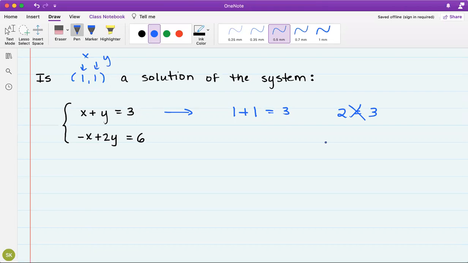So again, a solution is an ordered pair or a set of ordered pairs that satisfies both equations so that when you put them in for x and y, you get a true statement. If we don't satisfy one of the equations, then we don't satisfy the system. So I don't even need to check the second one. You can see that I get -1 plus 2 is equal to 6, or in other words, 1 is equal to 6. That's not a true statement. So again, this is not a solution to the system.